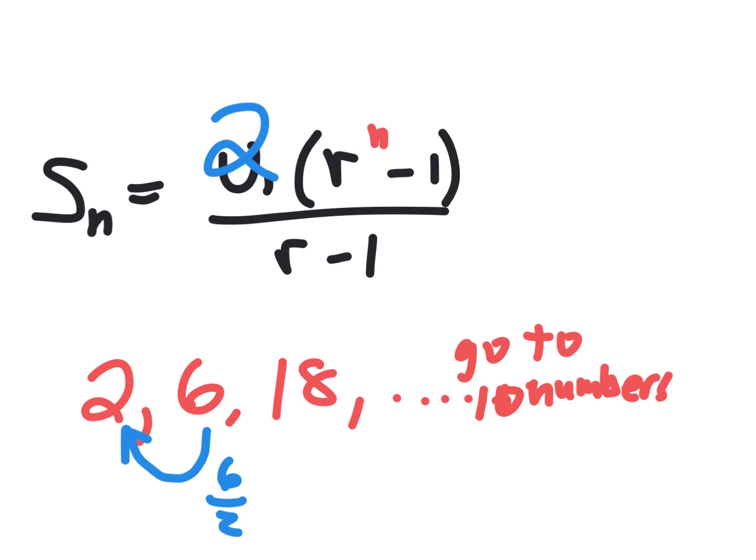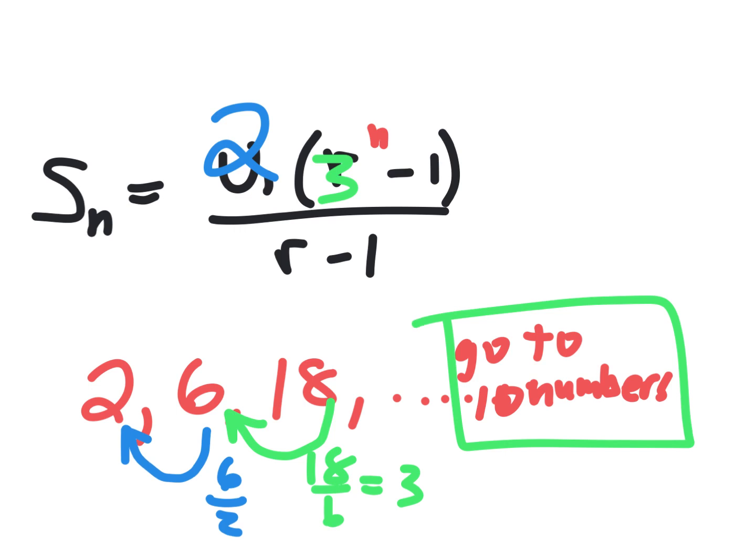Or what if you wanted to grab these two? Guess what you get when you take 18 divided by 6? 3 again. The ratio is 3. So I'm putting a 3 right there. And n is the number of numbers. I said to go to 10 numbers, so that's a 10. And r is 3 again. There's some times where it's kind of nice because there's two n's here. If I want, this n is 10, so this is s sub 10. It's the sum of the first 10 numbers.